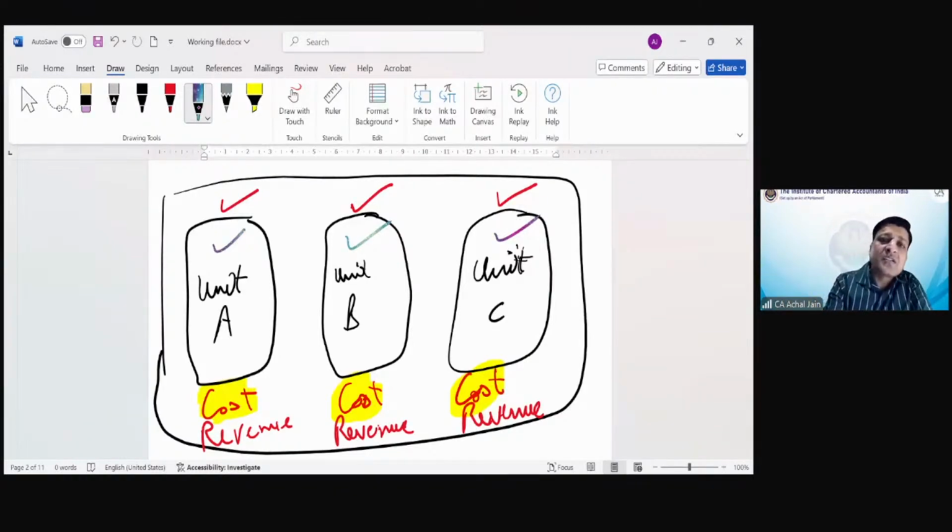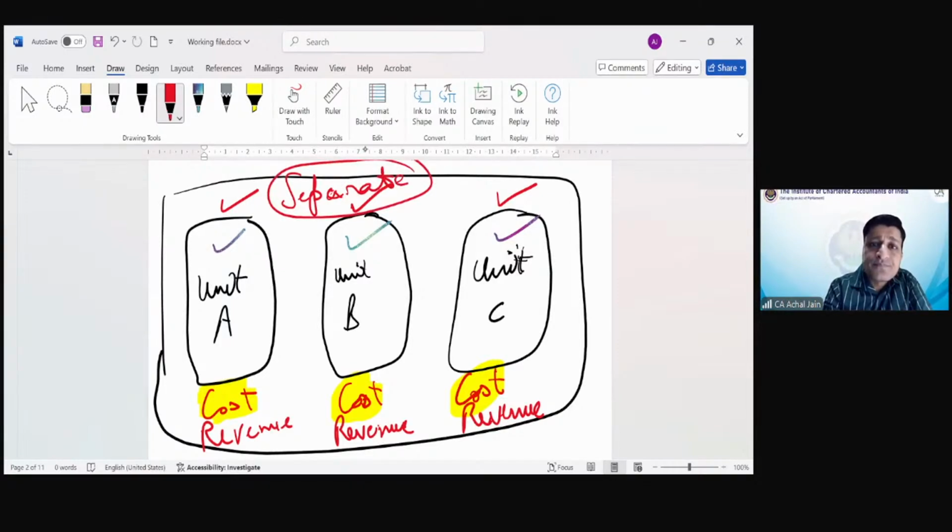So in this case, what will you do on the basis of the fact pattern? You will consider all of these as separate contracts, and therefore recognition of revenue for each unit will again be separate. Clear on this? Yeah, therefore revenue recognition for all of these units will be separate.